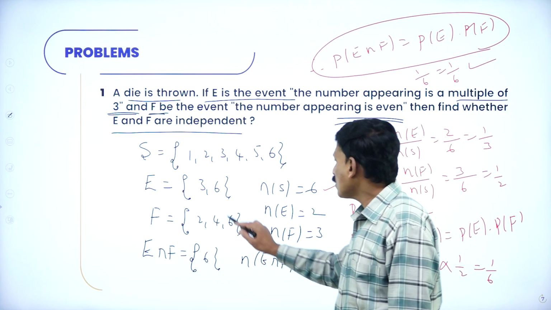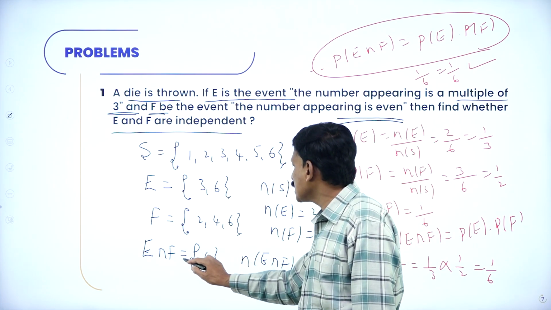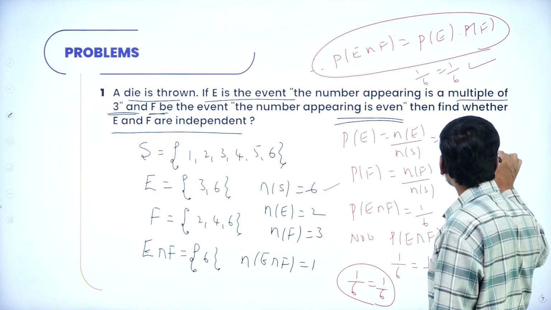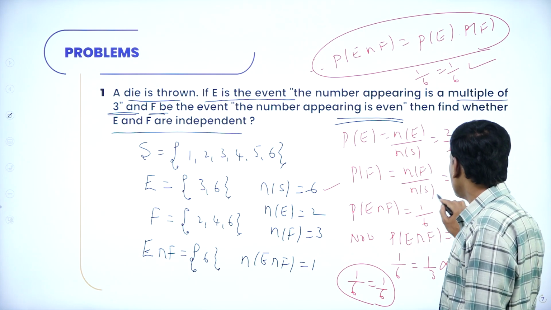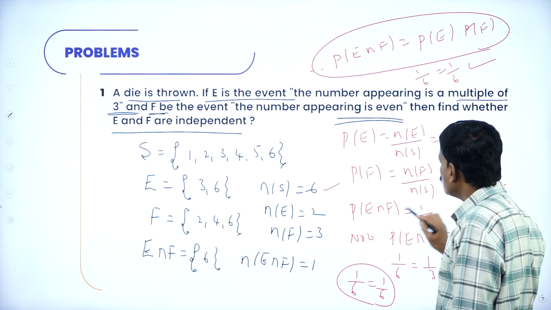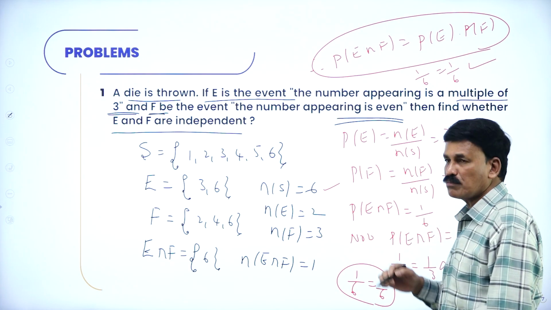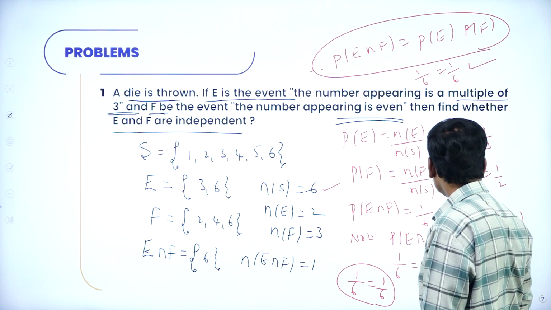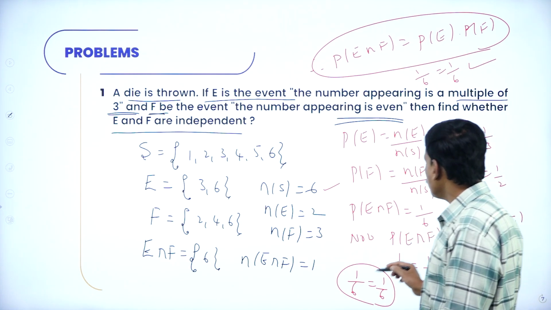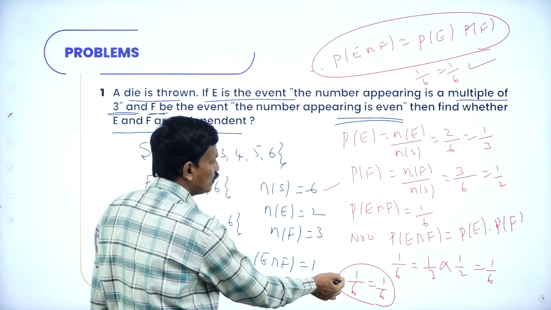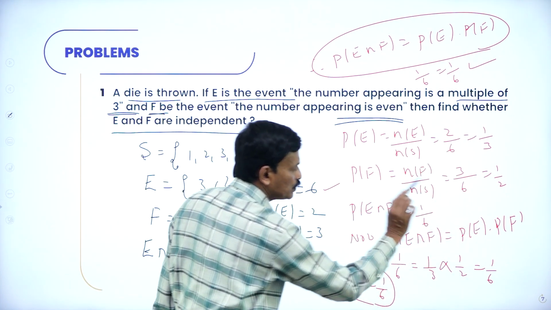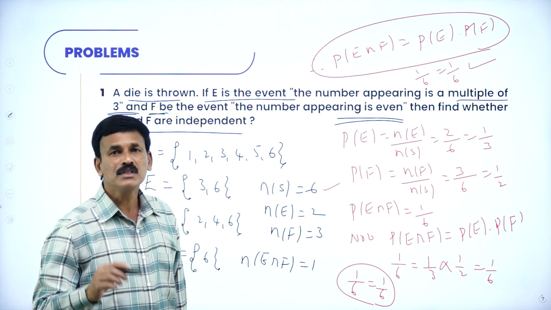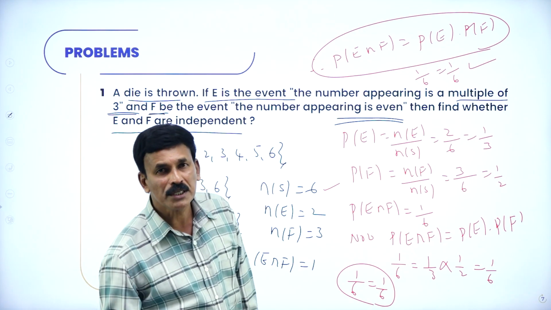Now, therefore, the common E intersection F is equal to 6. Now, the probability of E is N of E by N of S, 2 by 6, is 1 by 3. The probability of F is N of F by N of S, 3 by 6, is 1 over 2. And the probability of E intersection F is 1 by 6. Now, what is to prove is probability of E intersection F is equal to probability of E into probability of F. That is, probability of E intersection F is 1 by 6, which is equal to 1 over 3 into 1 over 2, is 1 by 6. So, probability of E intersection F is equal to probability of E into probability of F. Therefore, E and F are said to be independent events.